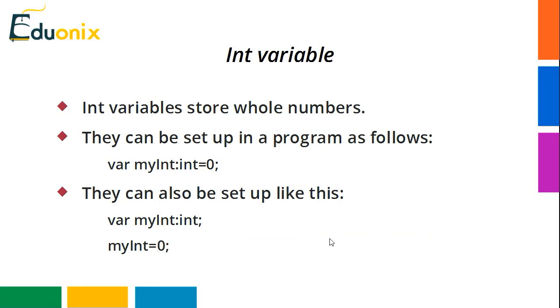So let's look at an example. This is the int variable, which can store whole numbers. So 0, 1, 2, 3 and so on. Also negative numbers, these can be stored inside an int. And the way to declare an int variable in a program is as follows.